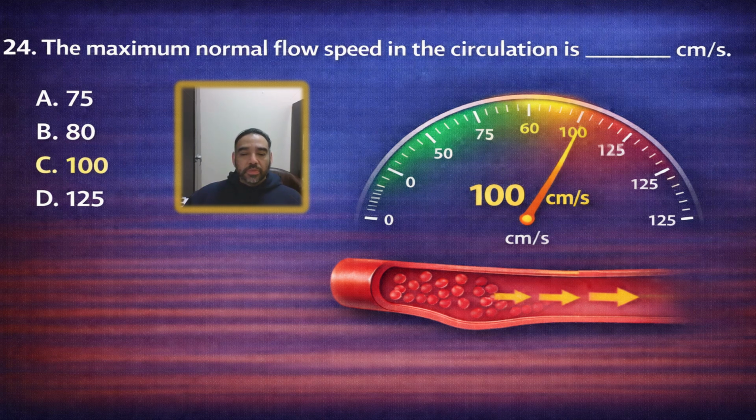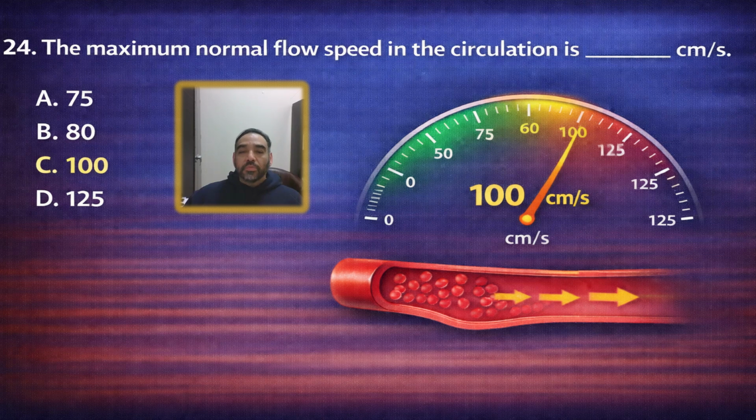The question is, the maximum normal flow speed in the circulation is blank centimeters per second. And the options are A, 75 centimeters per second, B, 80 centimeters per second, C, 100 centimeters per second, and D, 125 centimeters per second. And so the correct answer here is C, which is 100 centimeters per second.